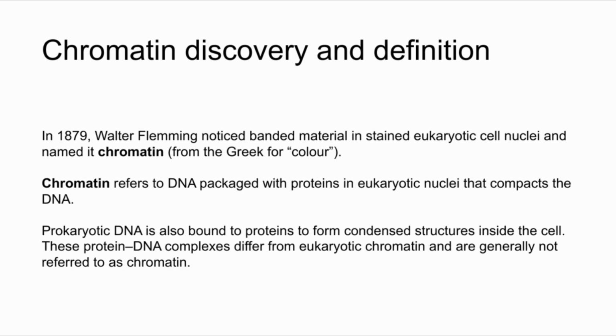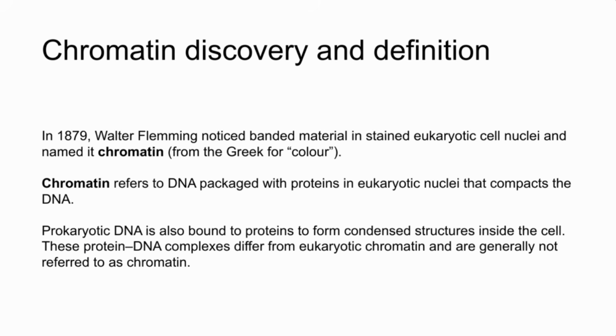In 1879, Walter Fleming noticed banded material in stained eukaryotic cell nuclei and called it chromatin, which meant color in Greek. So chromatin refers to DNA that is packaged with proteins in eukaryotic nuclei, and this helps you to compact the DNA. There are thousands of genes which will result in thousands of base pairs of nucleotides, and this has to be packed into the cell, and that is where chromatin comes in.